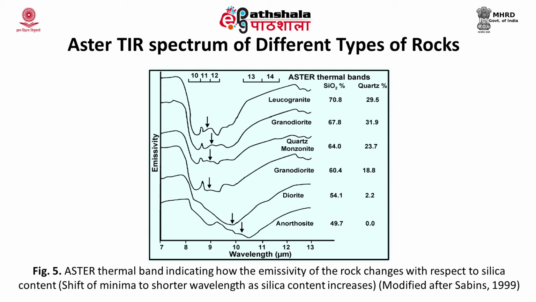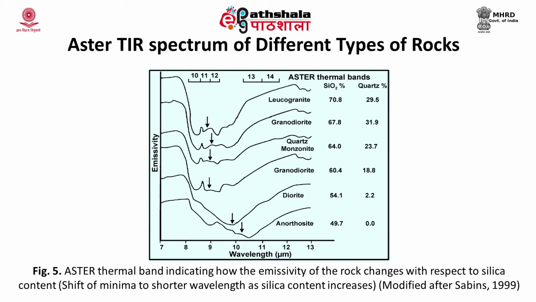So, the silica SiO2 percentage is decreasing as we come from top to bottom, and with respect to that you can see the shift of minima in this band moving towards higher wavelength, or vice versa. As we increase the SiO2 content, the minima shifts towards the lower wavelength side. So, this is another characteristic by which we can identify rock and get information about the rock composition.